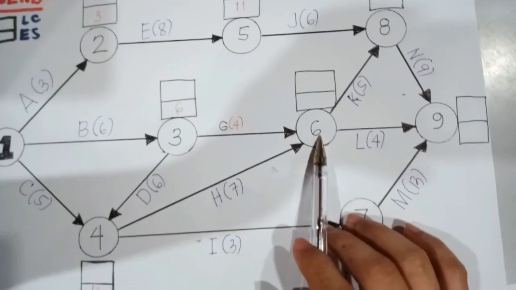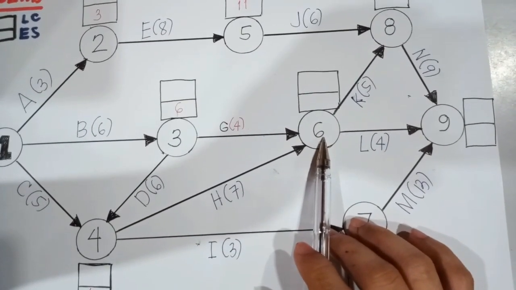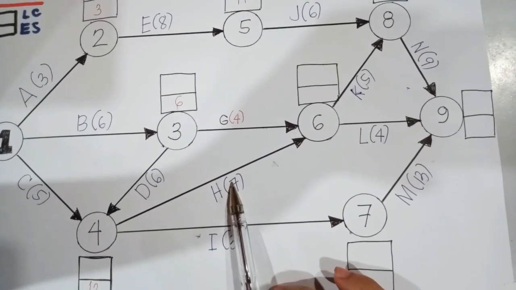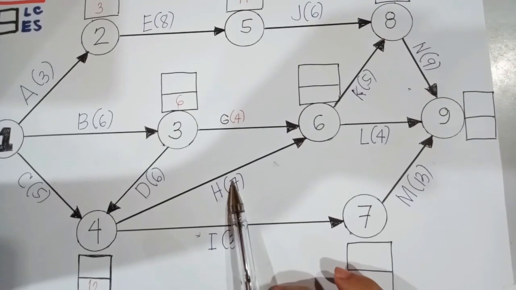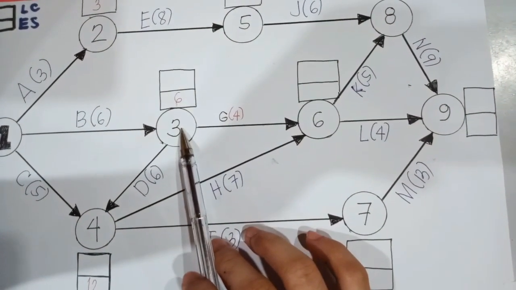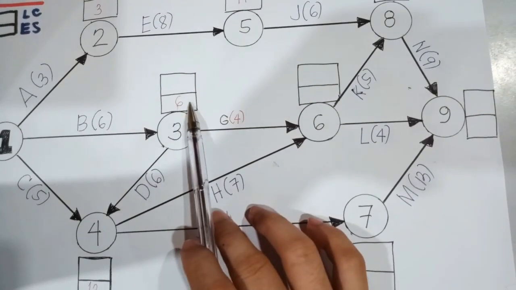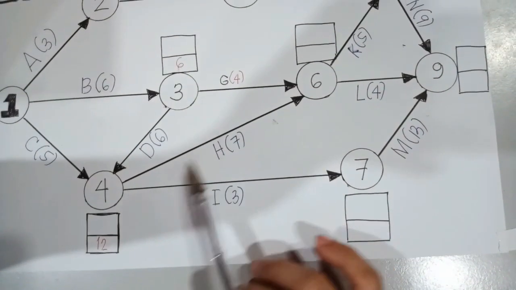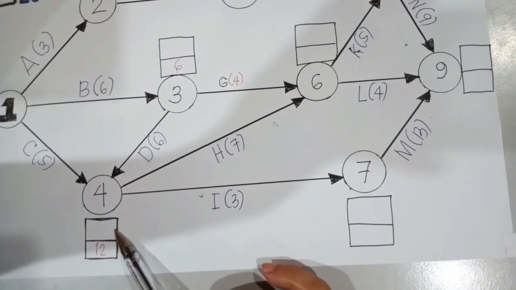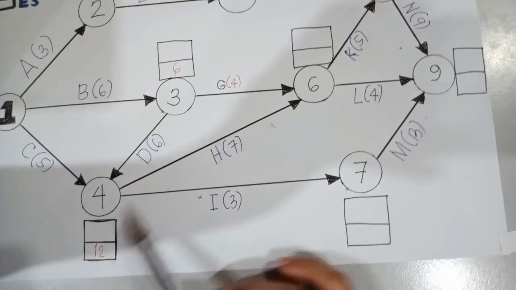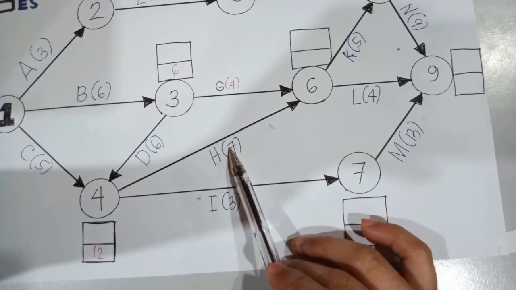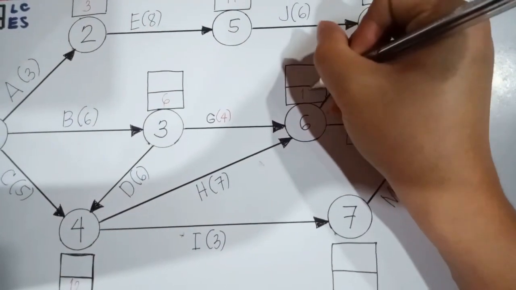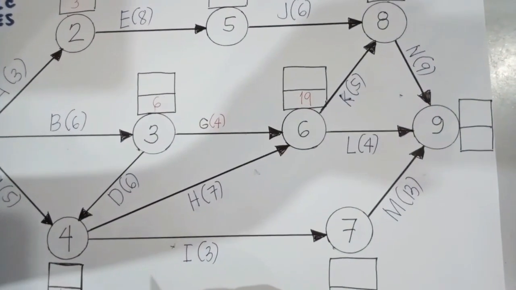And for node number 6, take note that there are two activities involved, right? You have activity G and activity H, respectively. Now, again, we need to find the maximum value. So, in this case, the earliest start for node number 3, that's 6, plus the duration of 4, that would be 10. And for activity H, the earliest start time for activity 4, that would be 12, plus the duration of 7, so that would be 19. So maximum is 19, and therefore that would be the earliest start time for our node number 6.